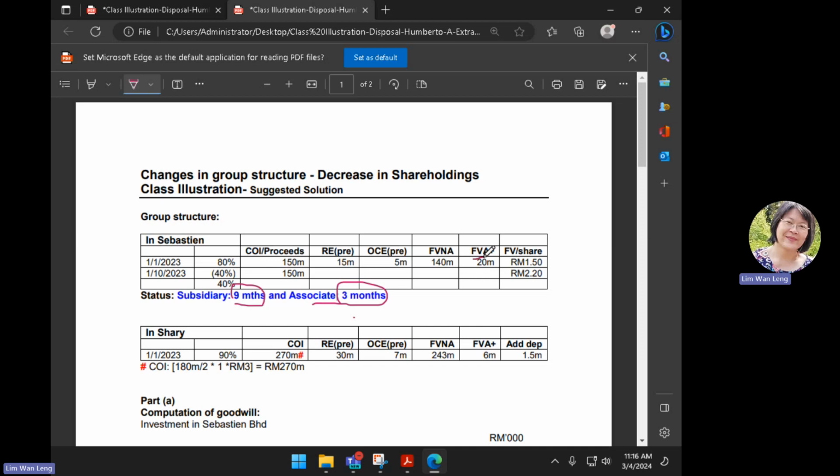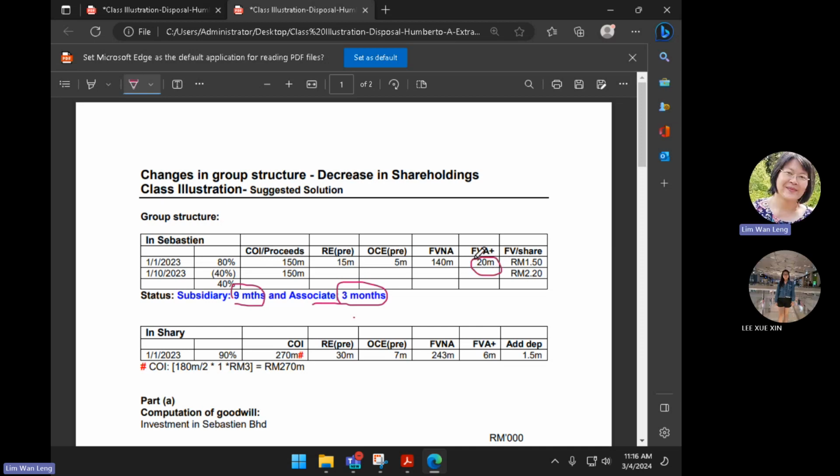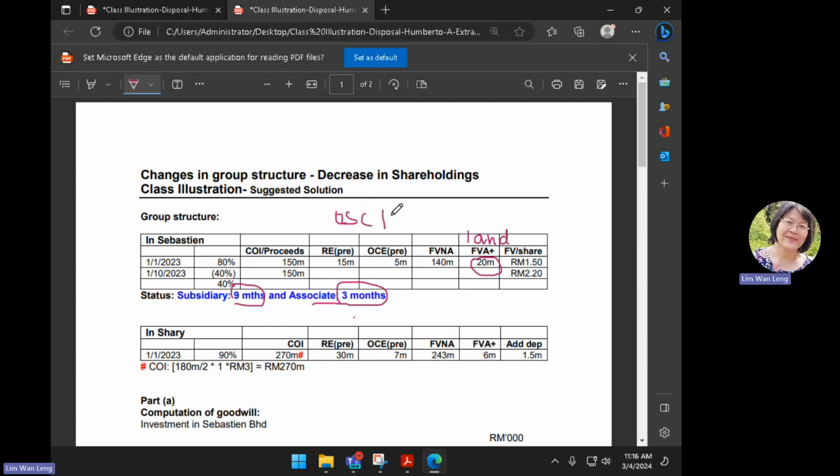Of course, you would calculate the fair value adjustment with respect to the item of land. Okay, because remember, OSC is actually 100 million. 100 plus 15 plus 5 is 120 compared to 140. So this is actually the balancing figure. Fair value adjustment for the land. This one given, just put it there. Understand? You got that?